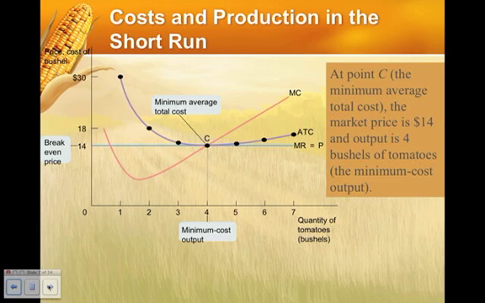You can see at point C there, it just says MR equals MC, and that would be where they would want to produce.